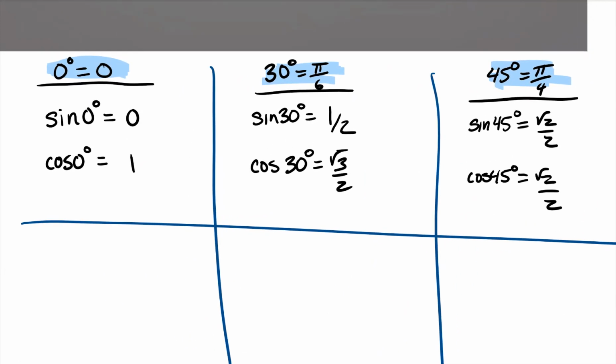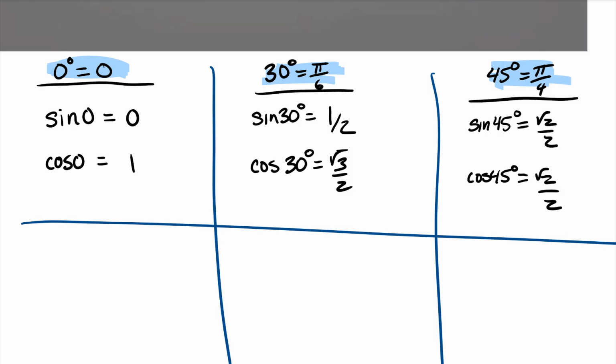Actually, I don't need to write anything. Sine of 0 degrees is equal to 0, which means sine of 0 radians is equal to 0. I just took the degree symbol off. 0 degrees, 0 radians, they're equal to each other. So cosine of 0 is also equal to 1. Well, now I'm just going to cheat.